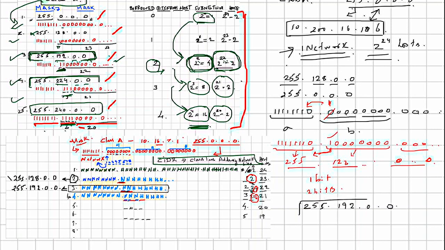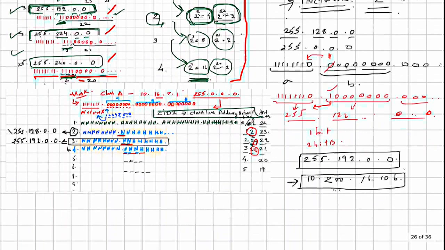255.192.0.0, and apply this to our example. Let us take one IP address in class A, 10.200.16.106, and let us see how many networks are possible within this, and to what network ID this address belongs. So I am writing it here. What is the network ID?